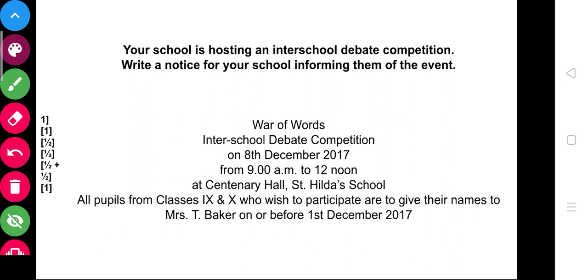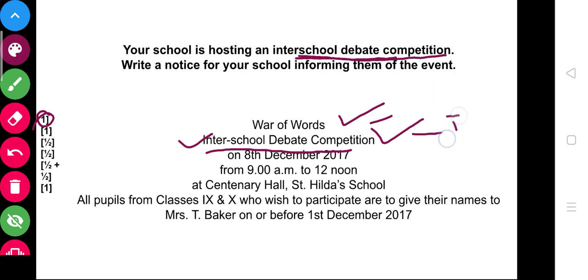If you give a one line space in between, that would be well and good, but if you don't, you still have to write it very neat and tidy. The idea of leaving the space is that we are making it clear that I am writing the basic portion whichever is needed. So for the war of words, first thing you will get 1 mark. An inter-school debate competition, what kind of competition it is, is given in the statement, so you will get the title from the statement itself. That gives you 1 mark for this and 1 mark for that.